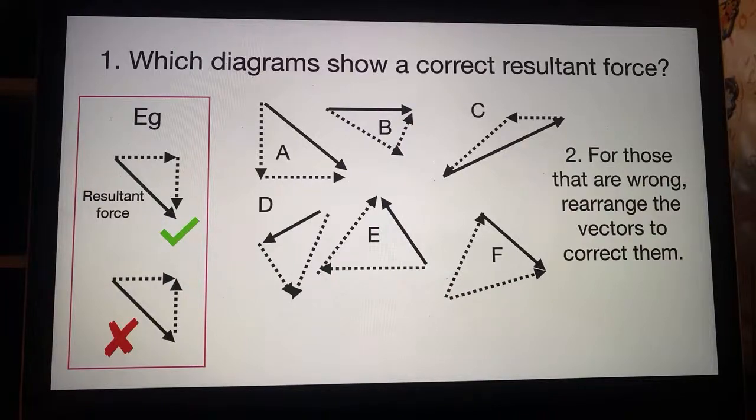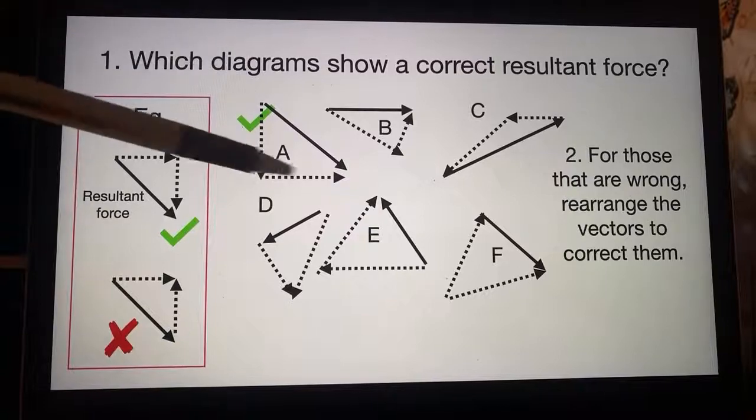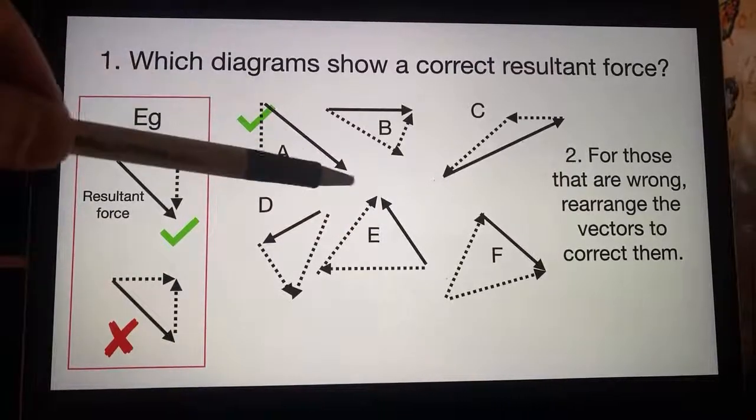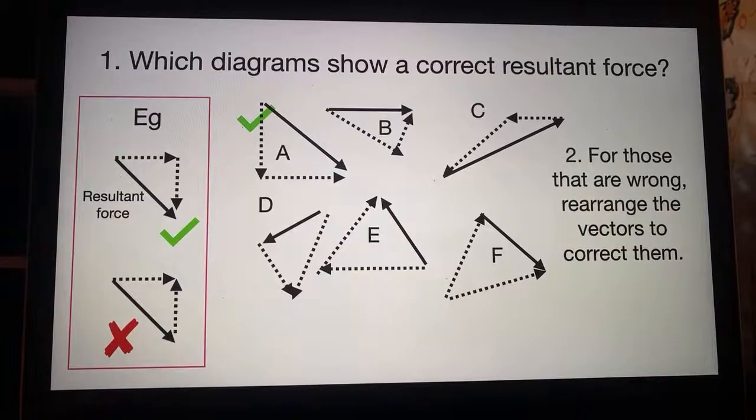All right, shall we go through the answers? A was fine, yeah? Did you get that? Beautifully lined up, there you go. From head to tail, and then the resultant force pointing from the tail of one to the head of the other one. Splendid. B, did you get tricked by B? You shouldn't have done, because there's no problem there. That is also perfectly fine.